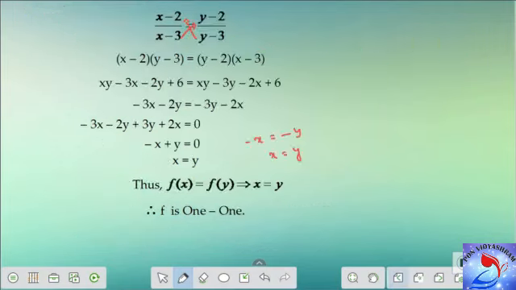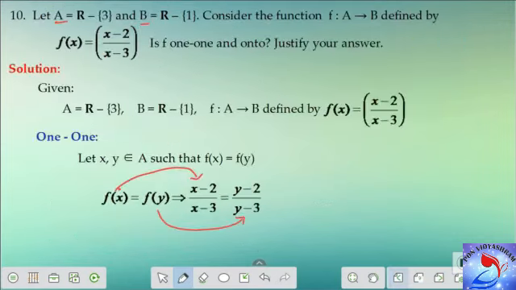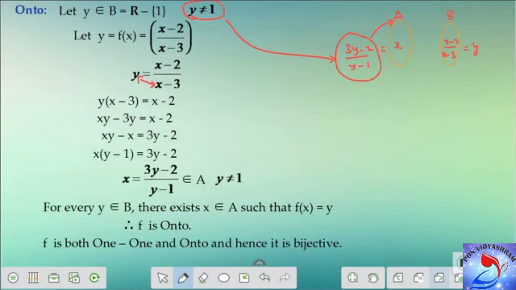We have already proved f is 1-to-1, and we have proved f is onto also now. So f is both 1-to-1 and onto, and hence f is bijective. We were supposed to check whether f is 1-to-1 and onto. We have checked it. f is both 1-to-1 and onto.